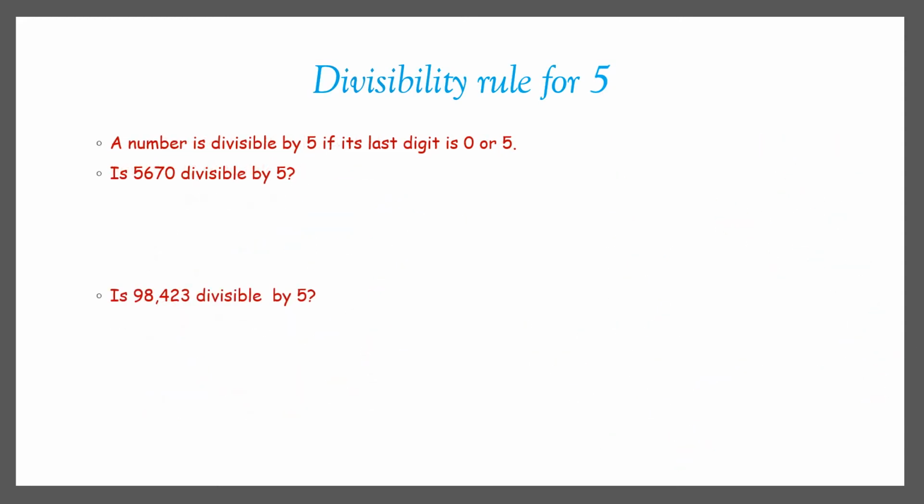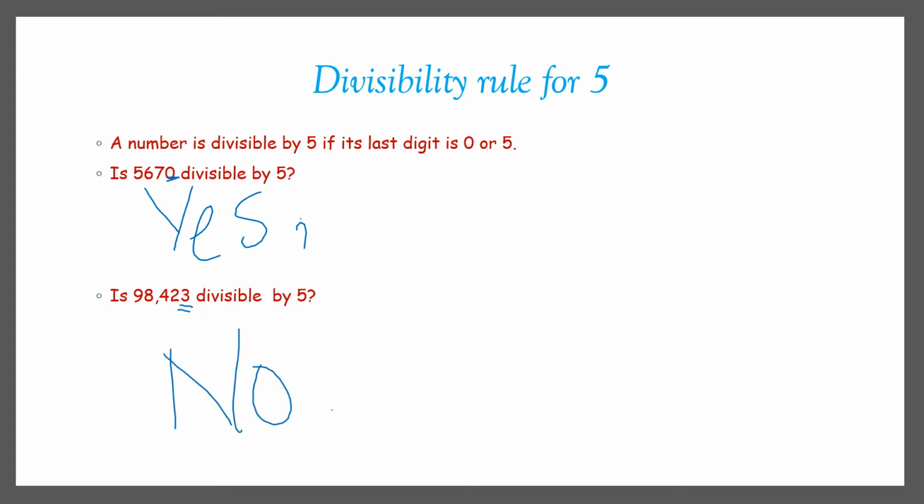Now the next one is the divisibility rule for 5. Okay, a number is divisible by 5 if its last digit is 0 or 5. So we just have to look at the last digit. Let's see, in the first example the last digit is 0. So yes, this number is divisible by 5. And in the next example, the last digit is 3. So no, this number is not divisible by 5.